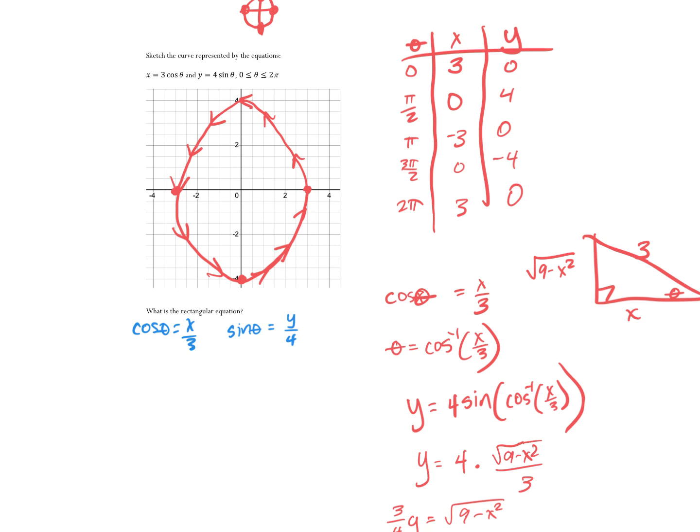Hey, do you guys remember a very cool trig identity, the Pythagorean identity? What's the Pythagorean identity? Sine squared plus cosine squared equals 1. If I apply sine squared plus cosine squared equals 1 to this particular equation, that's really convenient. What would sine squared theta be? Y squared over 16, plus cosine squared theta, x squared over 9, equals 1.